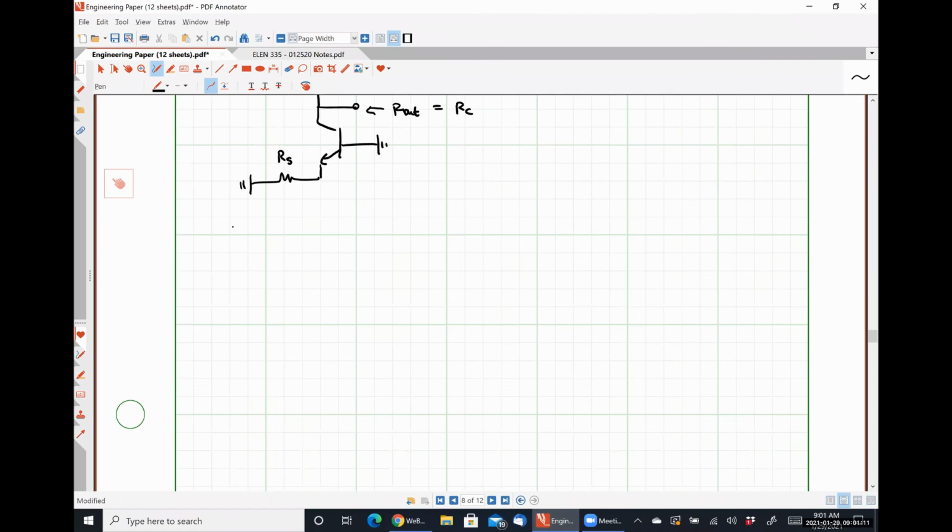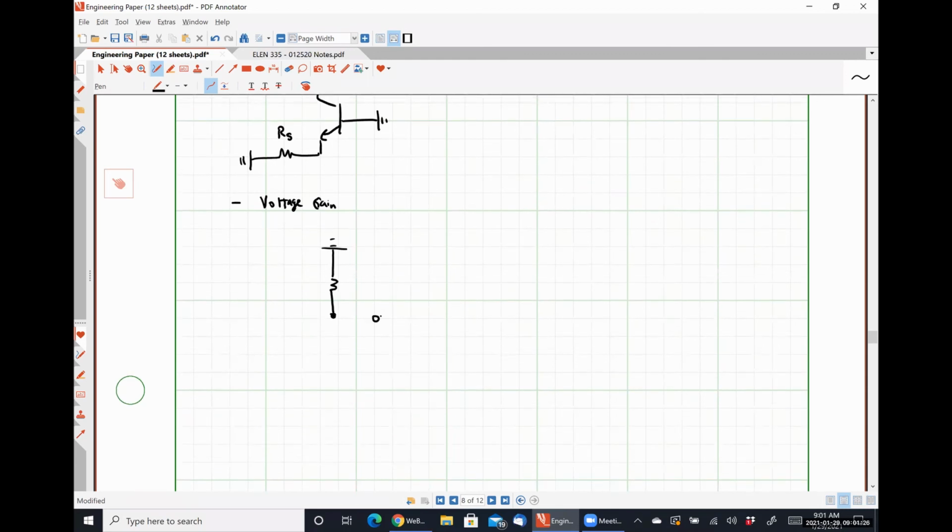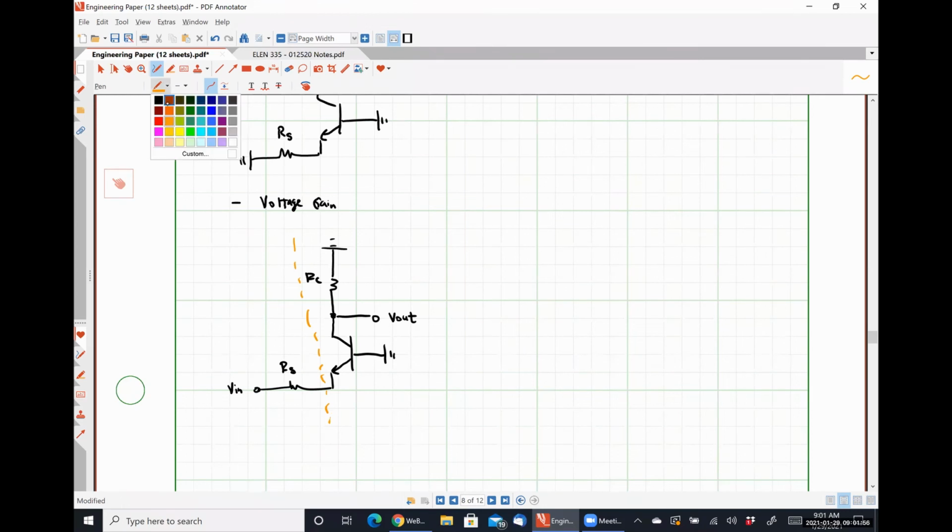For our voltage gain, what we are looking at is this guy: RS, ground, Vout, RC. So if I draw my line here and break this guy into two stages, I'm going to call the voltage at this node here VE. It's connected to the emitter terminal, so it's the emitter voltage with respect to ground.